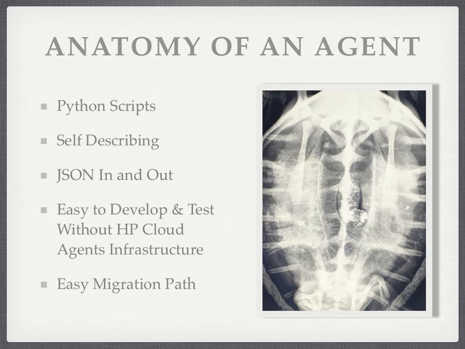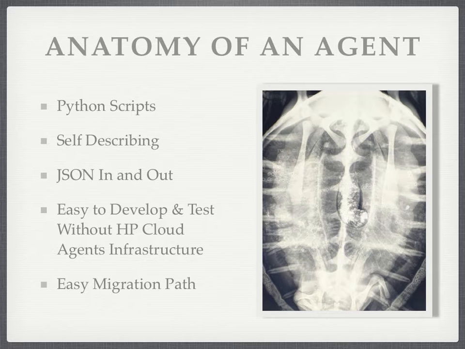Agents are very small programs. Right now they're written in Python, but the system is designed to be language agnostic, so they can be written in Ruby or Perl or some other language. They're self-describing, so we can build user interfaces for them that are generic, that work for all agents and not one specific agent. They speak JSON in and out, so you feed JSON files into them as opposed to XML, and you get JSON out of them when they return their output.